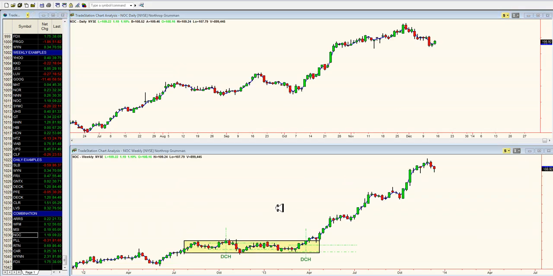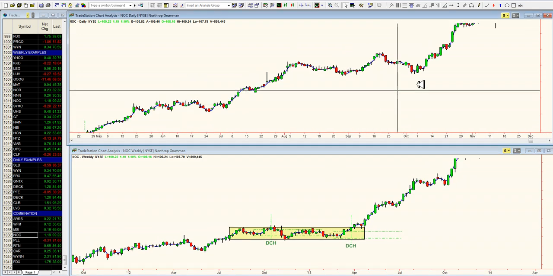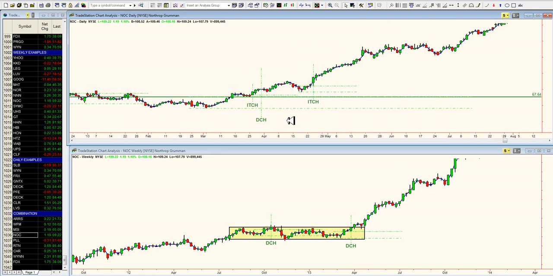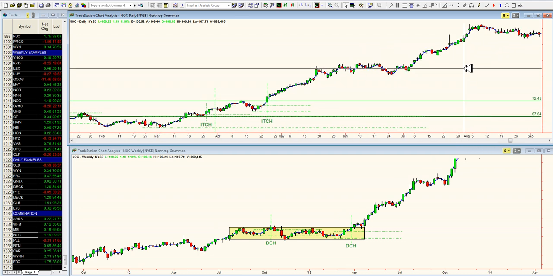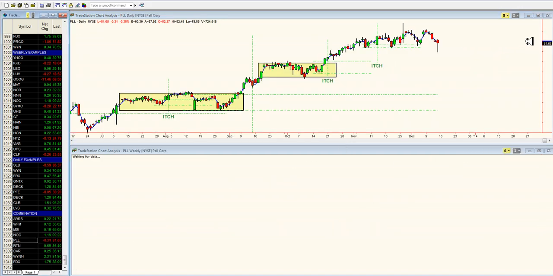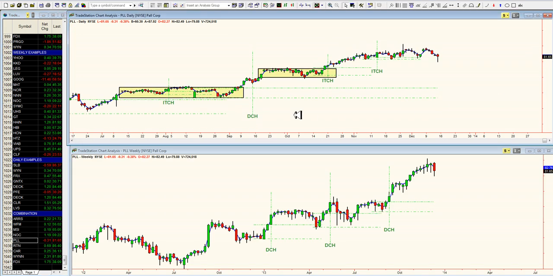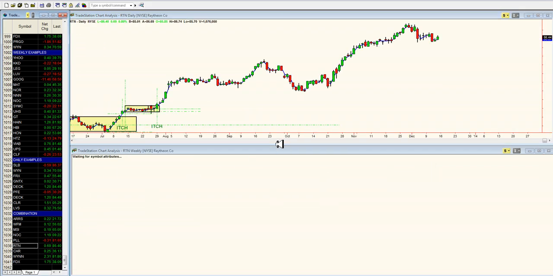NOC, here was that DCH that we talked about earlier on NOC, and then here's the DCH on the weekly, on the daily, showing up from the weekly, and then you can see it broke out the same week, pulled back, and then broke out again, and just had an explosive move on NOC to go along with that weekly. PLL, same, we had that DCH fire, went sideways, then fired our daily signals.